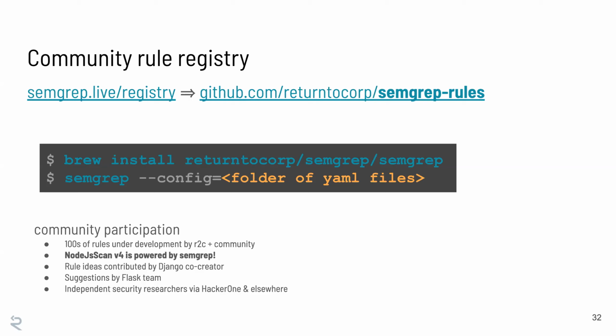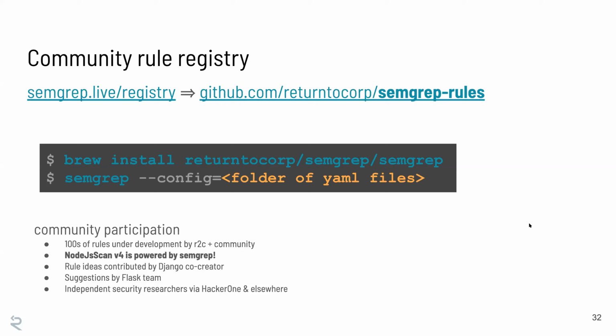and he's ported his entire tool to use Semgrep as the engine, which is awesome. We've also worked a lot on getting rule ideas suggested by people who are expert programmers in the community. The co-creator of Django has contributed a bunch of rule ideas. We've solicited input from the Flask team for Python. And then we've got a whole collection of independent security researchers, some of whom are probably in the audience, who have found us via HackerOne or other ways, who are quite good, who are writing a bunch of rules as well.